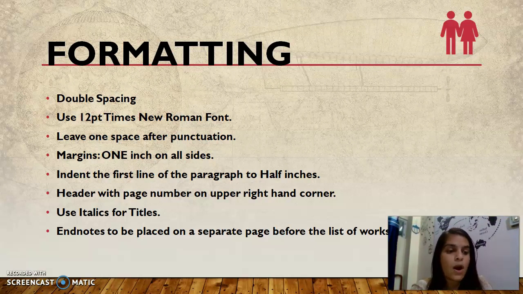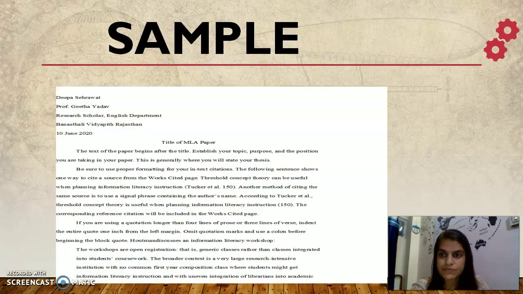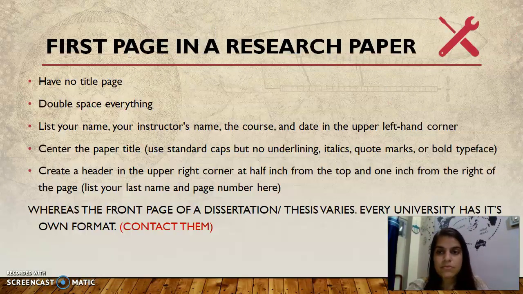Endnotes, if you are using endnotes, have to be placed on a separate page before the list of works cited. And for the sample, let me just show you this. In this particular document, on the left we have the name of the author, the guide, and the department. So this paper is formatted in this particular way. The title of the paper is in the middle, and then we directly begin with the text of the paper.